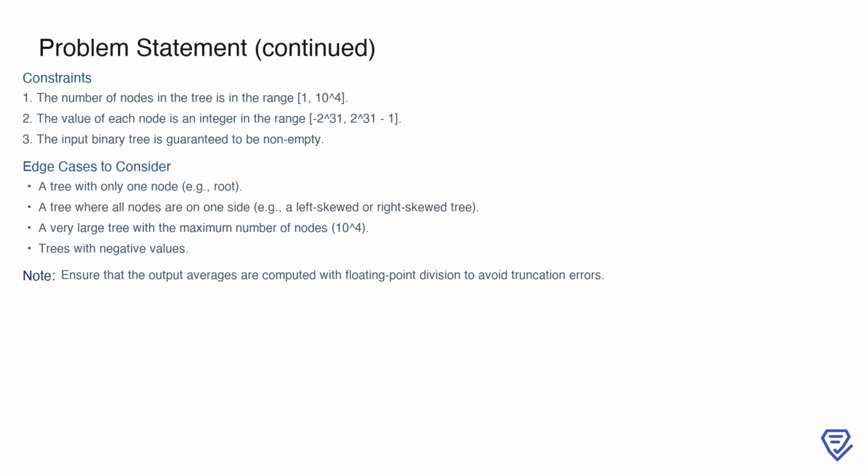Some edge cases to think about include a tree with only one node, which means there is just one level, and its average is simply the value of the root. Another edge case is a tree where all nodes are aligned on one side, such as a left-skewed or right-skewed tree, which creates one node per level. Finally, you must ensure that floating point division is used to compute the averages accurately, especially for very large trees with up to 10,000 nodes or trees containing negative values.